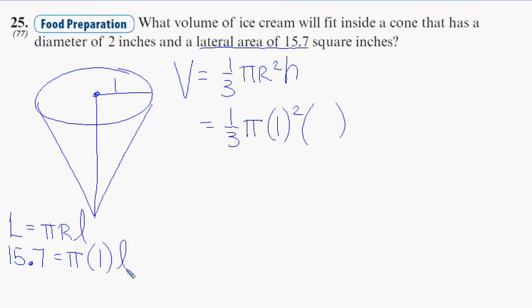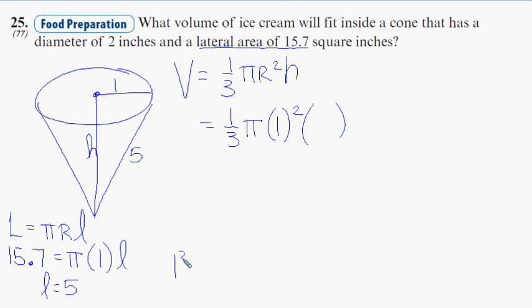If you do the math on this, you get really close to 5. So I'm going to say that the slant height is equal to 5. I know that's rounding a little bit. If you want to work it without rounding, you'll get my vote. So this is 5.